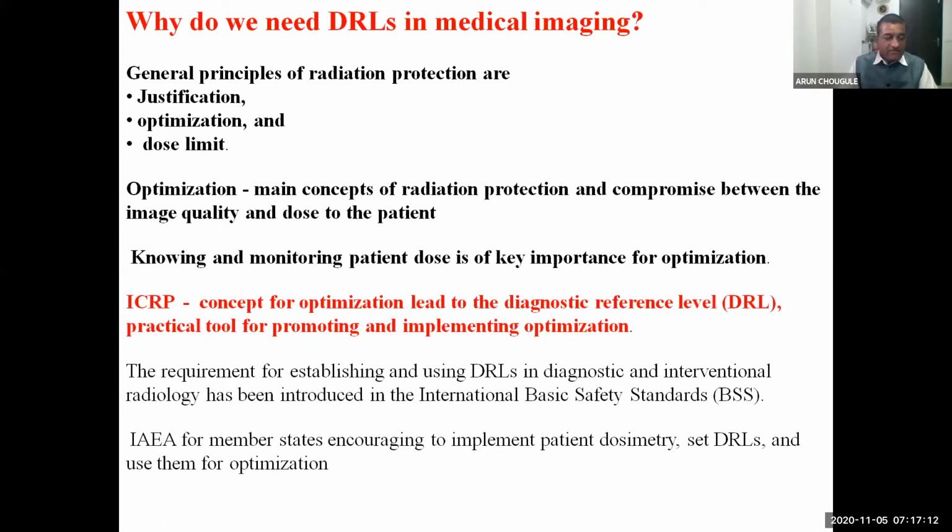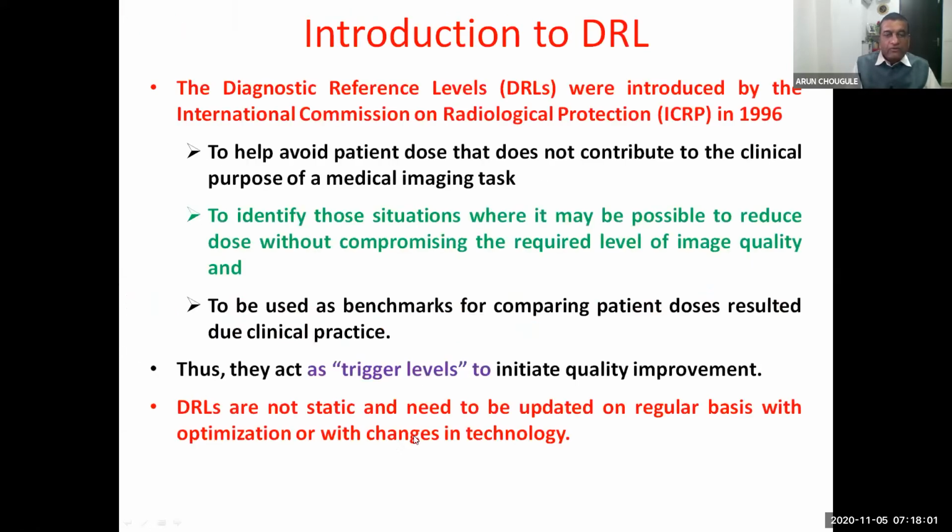And ICRP, the International Commission on Radiation Protection, concept of optimization has led to putting forth the idea of diagnostic reference level, DRL, a practical tool for promoting and implementing optimization. The requirement for establishing and using DRL in diagnostic and interventional radiology has been introduced by IAEA into the International Basic Safety Standards, BSS, and IAEA encourages member states to implement patient dosimetry, set DRLs, and use them for optimization. So the concept was brought by ICRP, taken forward by IAEA to the member countries.